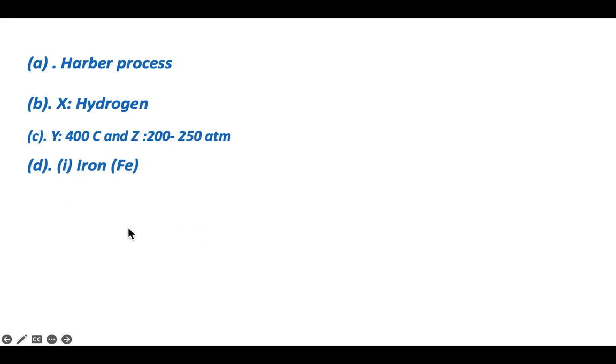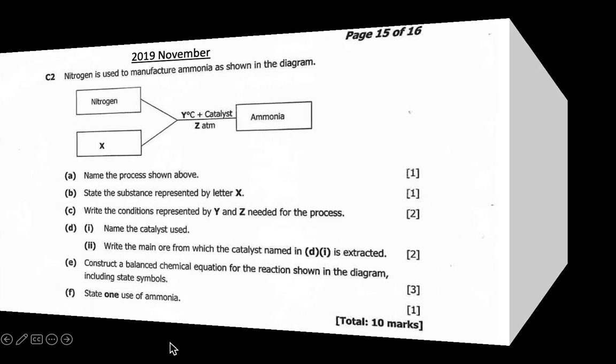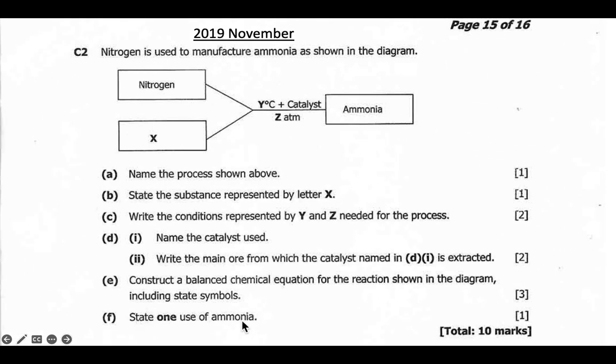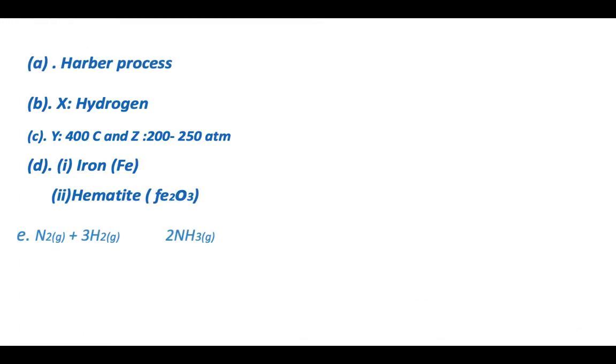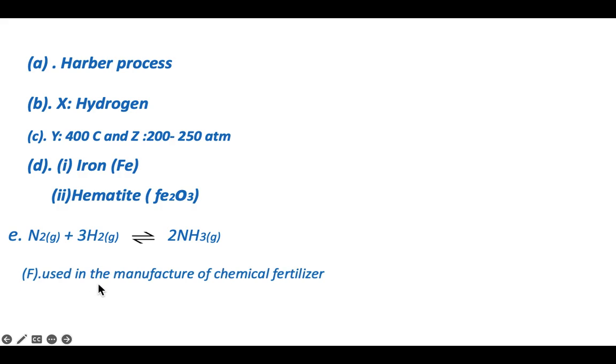And then the last question: state one use of ammonia. Ammonia is used for various purposes, but the common use is in the manufacture of chemical fertilizers. Apart from manufacturing chemical fertilizers, ammonia is also used as a coolant in refrigerators. Those are some of the uses of ammonia.